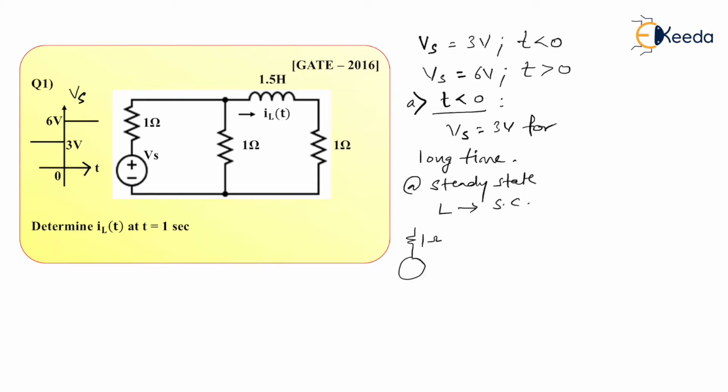This is 1 ohm. Supply voltage can be replaced with 3 volt because we are drawing it for t less than 0. After that, at a parallel branch, there is 1 ohm, parallel to which the inductor is now replaced with a short. And this is 1 ohm. And this current we are interested to find, that is I0, right? Now how to find this I0 current? I would rather say this is like a normal DC problem. If you are comfortable with finding DC currents, then it is very easy to find this I0.